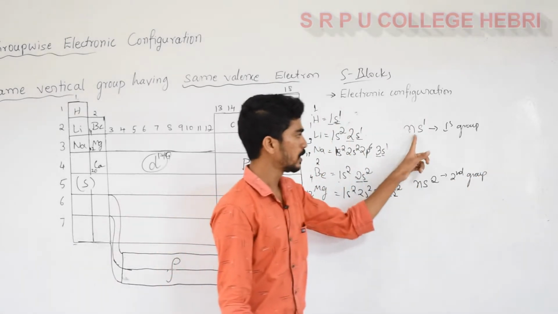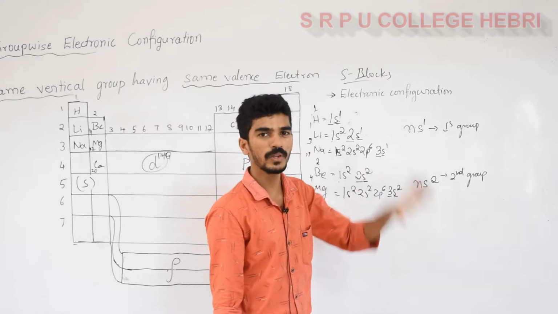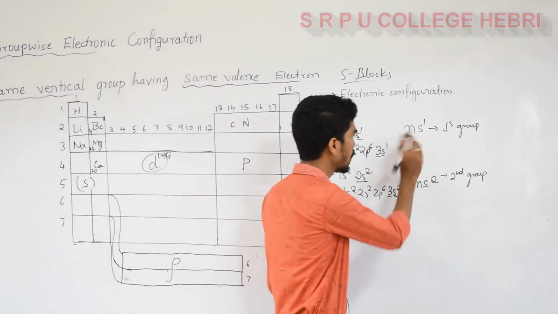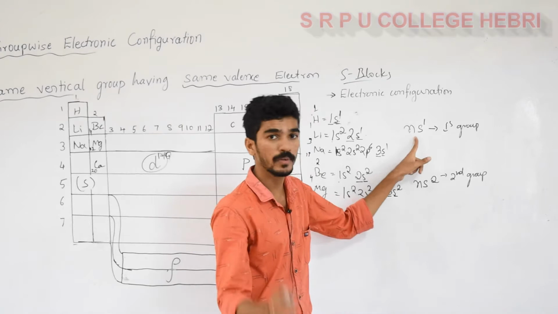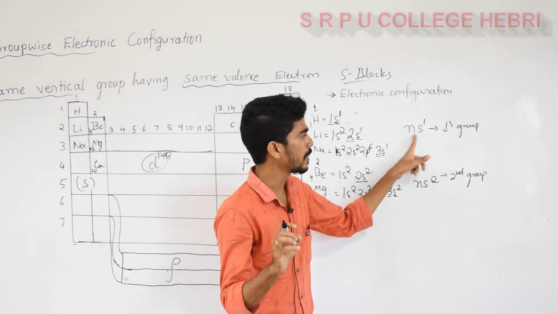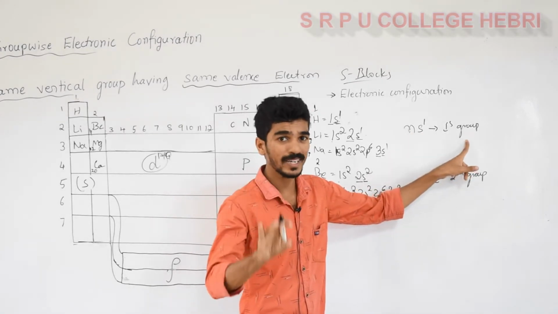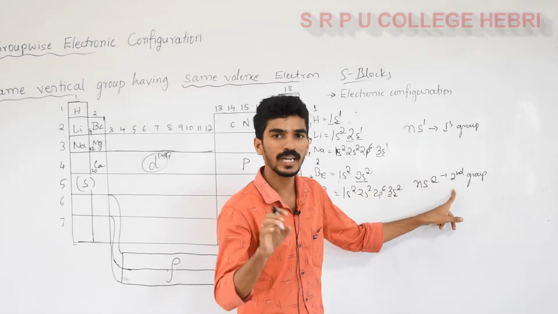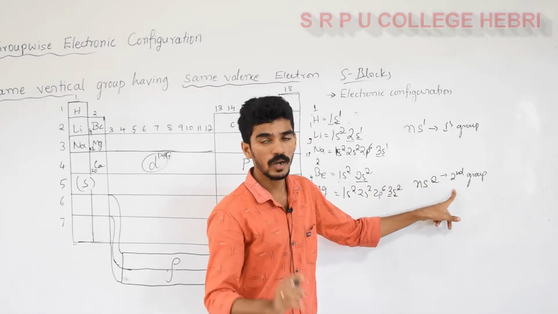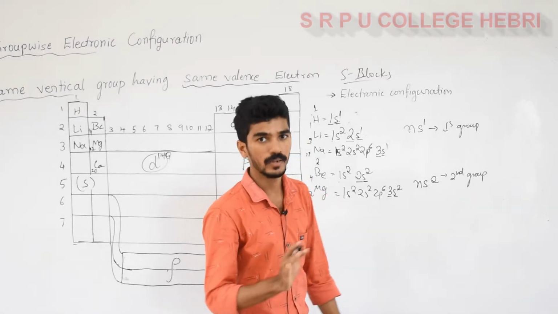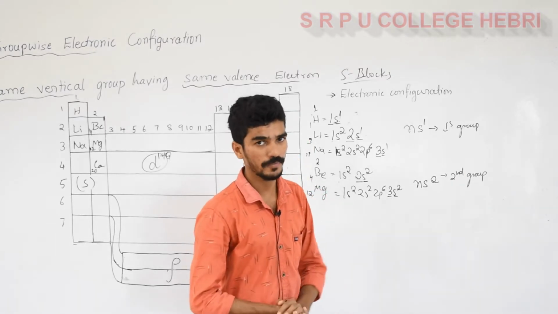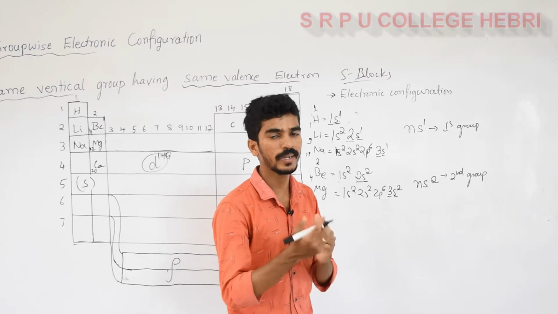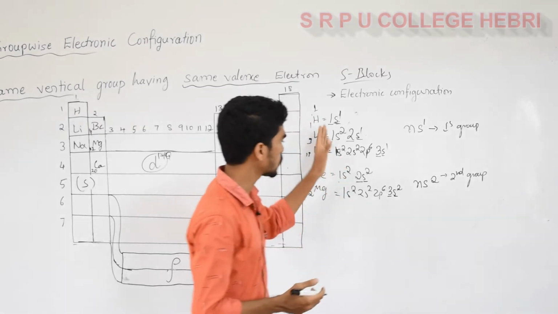So these two groups have particular names. And you should remember, repeat once again, ns1 is the outer electronic configuration of what? First group element. ns2 is the outer electronic configuration of what? Second group element. Now if you want the entire electronic configuration, just observe this.